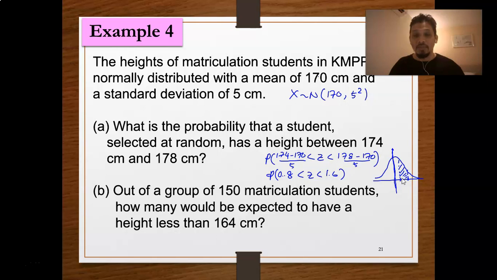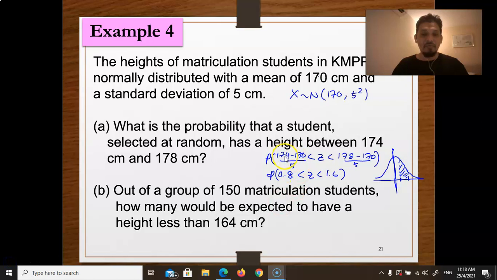I do hope all of you can apply the methods that I showed you just now, example 1, example 2, and example 3, to solve this application question. Then, out of a group of 150 of these matriculation students, how many would be expected to have a height less than 164?